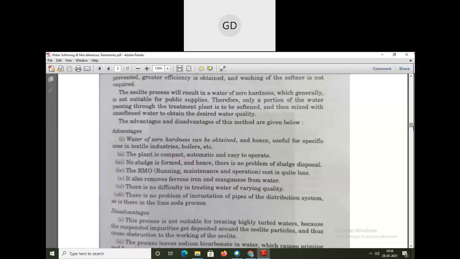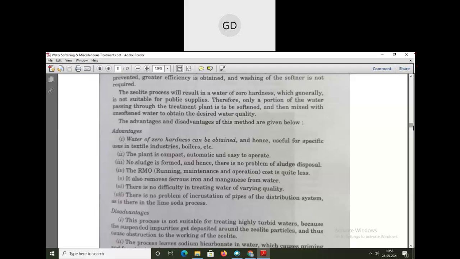Here no sludge is formed, and there is no problem of sludge disposal. The running, maintenance and operation cost is also very low. It also removes ferrous iron and manganese from water, so there is no difficulty in treating water of such quality. So whatever disadvantages we had in the lime soda process are solved by the zeolite exchange process.